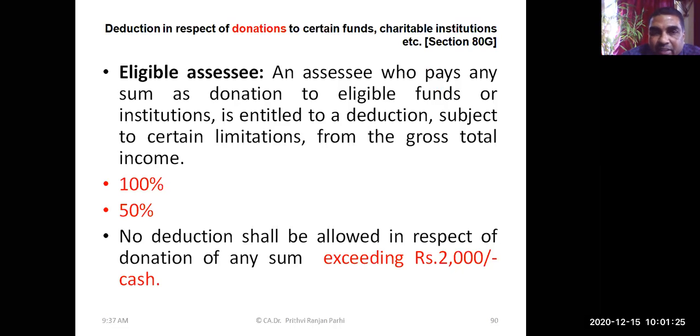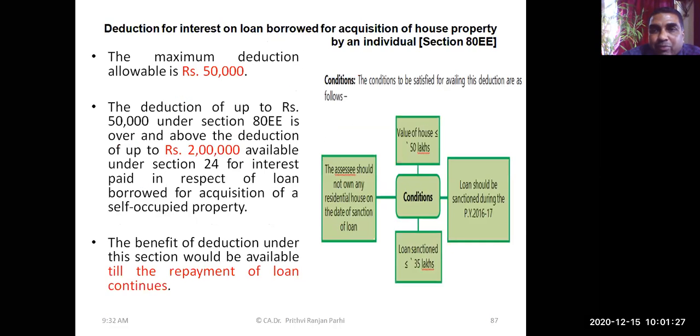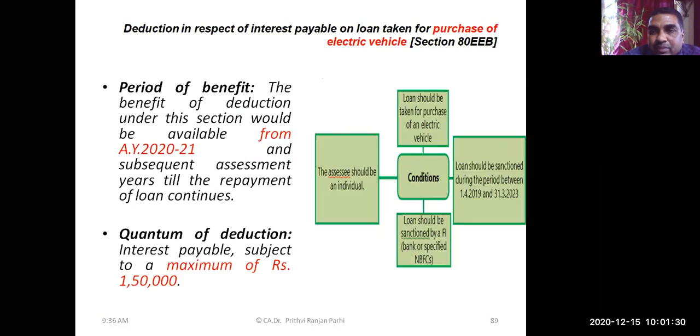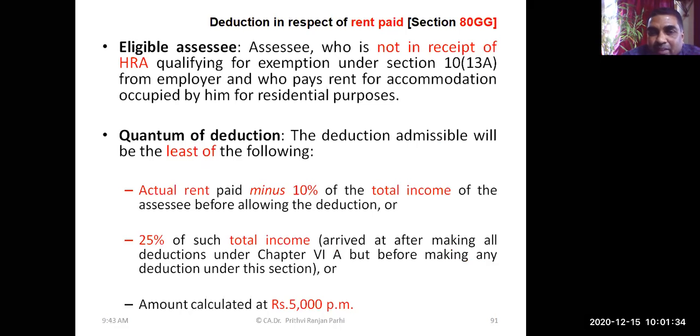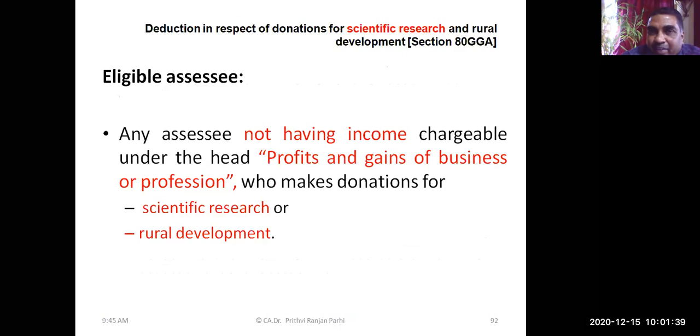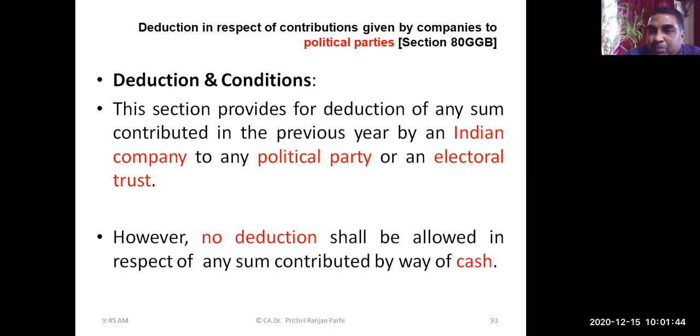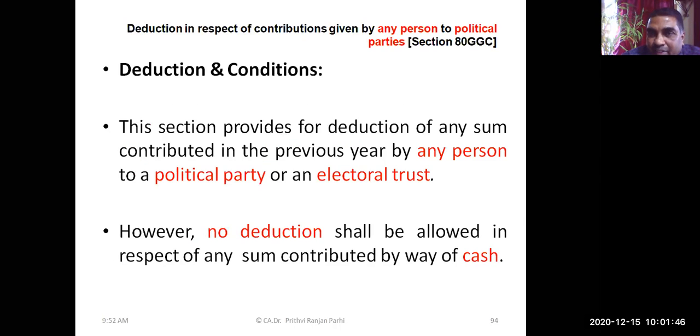Well, we'll do one thing. In the next class, we'll be quickly recapitulating from 80G onwards. 80G is the donation, in some cases 100% and in some cases 50%. 80GG, you have understood thoroughly, that is deduction in respect of rent paid. 80GGA is for scientific research or rural development. 80GGB is for companies' donation to political parties. 80GGC is for anybody's donation to a political party. Okay, we'll stop here. We'll recapitulate from 80G onwards in our next class.